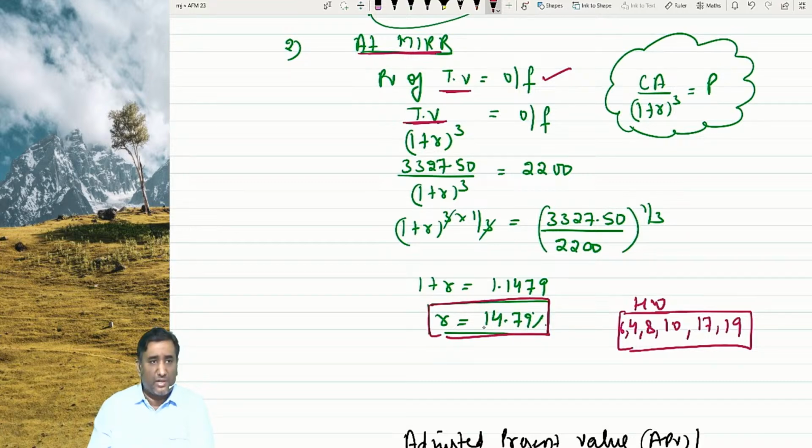So how do we solve 1 to the power 3? Under root 12 times minus 1, and you use some formula that you would know. When you calculate that, you will get 14.79. It means basically I have applied this formula only.